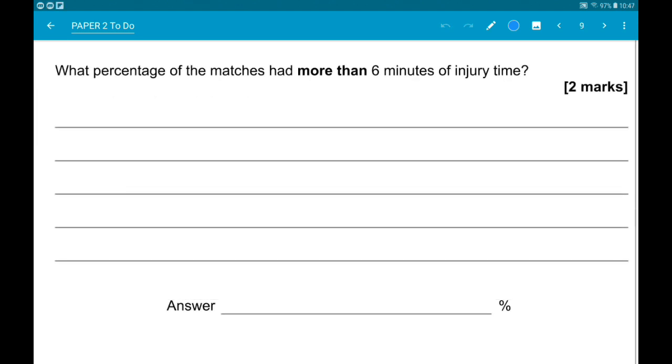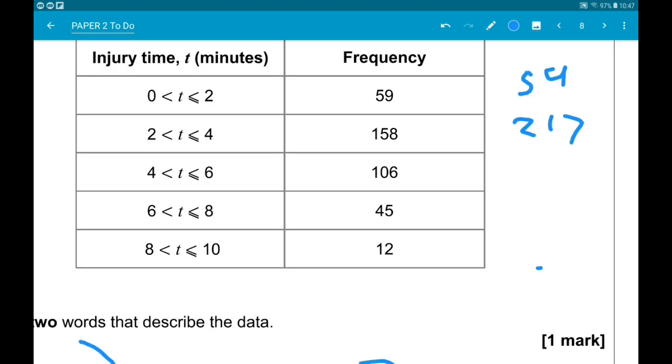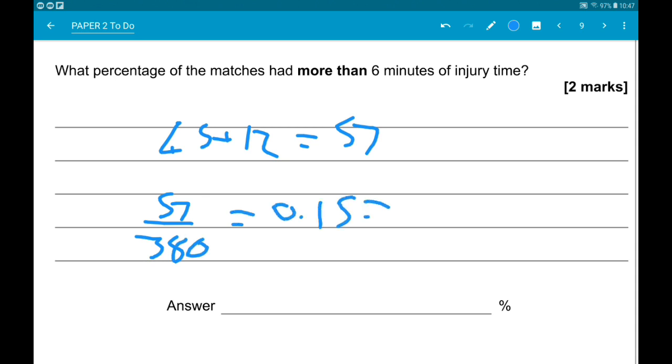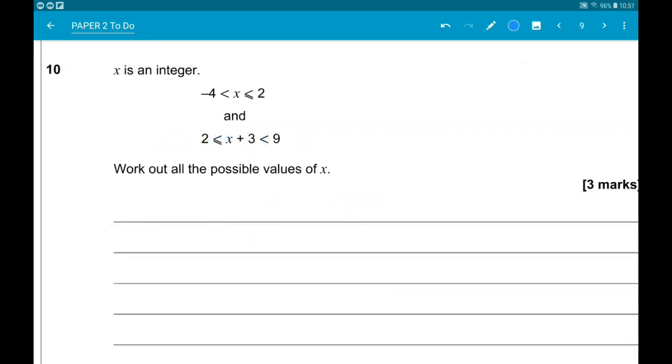Okay, then part C, what percentage of the games had more than 6 minutes of injury time? Okay, so the two that we are interested in then are these guys. So 45 and 12 is 57. So as a fraction, it's 57 out of 380, which is 0.15, which is 15%.